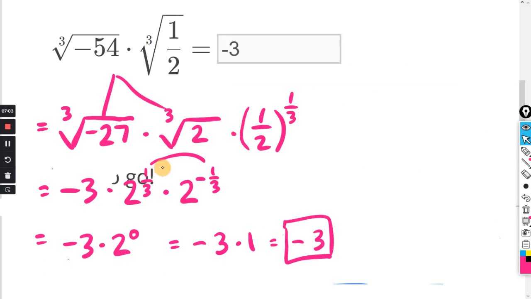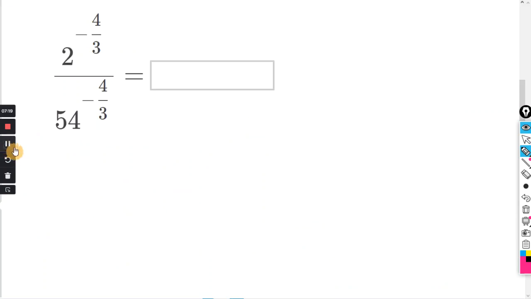Again, the idea was to try and get the 2's to match. Since I factored a 2 out of this negative 54, and I converted the 1/2 to a 2 with a negative exponent, I was just able to add exponents when I had 2 and 2. All right, here we have 54 again. I'm thinking we're going to do almost the same thing. I'm going to try to turn this into a 2 to match the 2 in the numerator. So I have 2 to the negative 4/3 in the numerator.